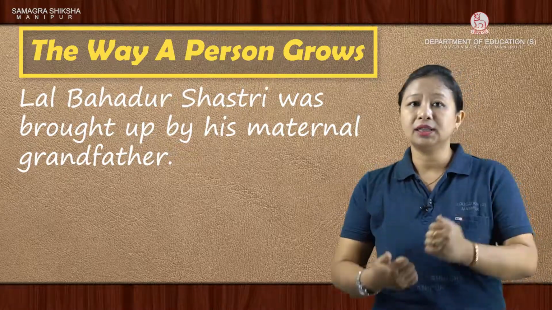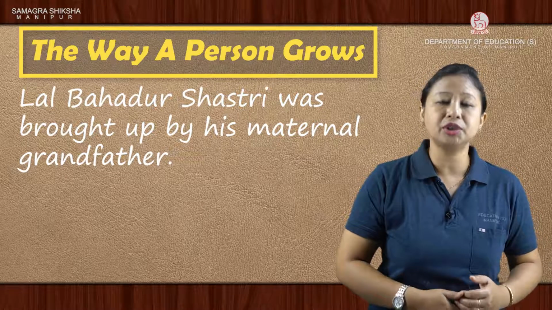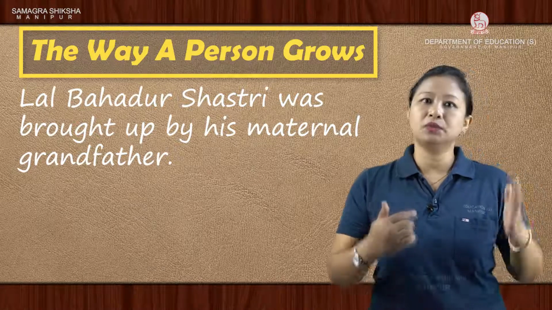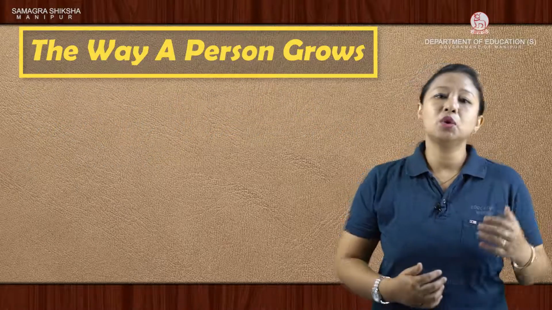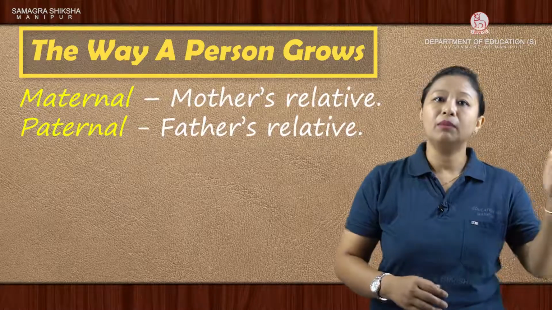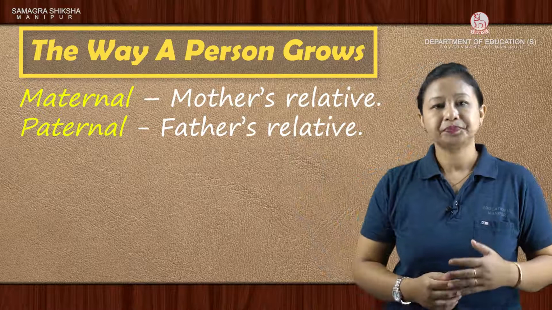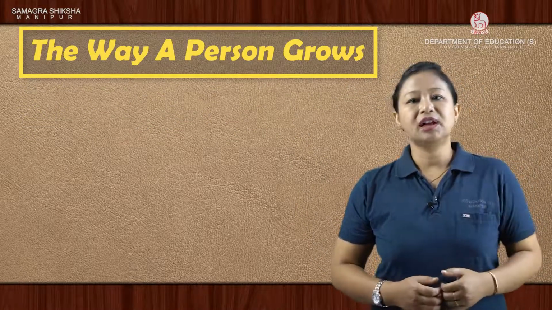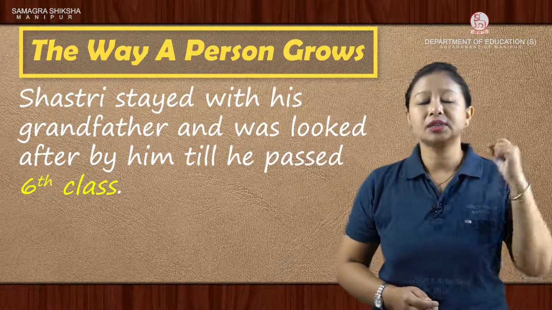Ram Dulari's father took up the responsibility of bringing up Lal Bahadur Shastri, educating him, and providing all the basic necessities, food, clothes, education, etc. So he was looked after by his maternal grandfather. When we say maternal, we mean our mother's side, and when we say paternal, we mean our father's side. His grandfather took great care of Shastri until he passed his 6th standard.